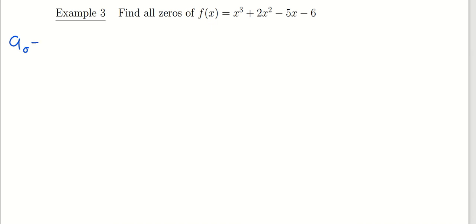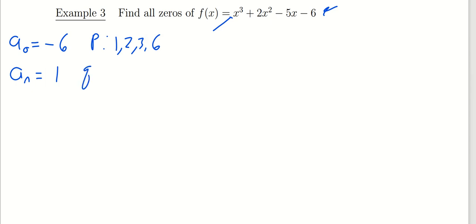We do so by using the rational zeros theorem. We want to identify the constant term, which is negative 6. The leading coefficient here is going to be positive 1. Factors of negative 6 would be 1, 2, 3, and 6 itself. The factors of 1 would just be 1. And then our candidates have to be of the form P over Q. So starting with the list for P, everything's going to go over the candidate 1 for Q.